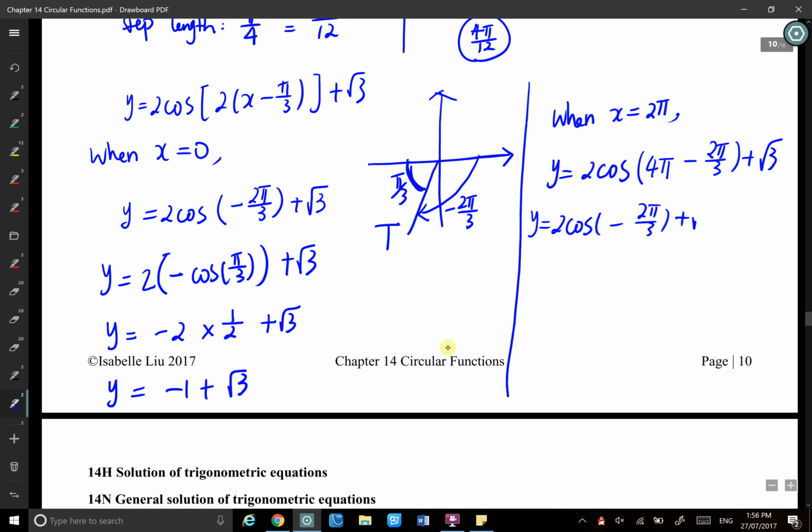I'm not sure if you understand that. This is a 4 pi. You add a 4 pi or subtract the 4 pi, it doesn't matter. The 4 pi is 2 periods. You turn 2 cycles, the angle is still there. Like the angle is minus 2 pi over 3 plus 4 pi. It will go back to the same position. It's the same angle. Like any angle you add 2 pi, you subtract 2 pi, you do 2 pi times n, it's okay. It'll always give you the same value. So can you see that's exactly the same as before? That's still minus 1 plus root 3.